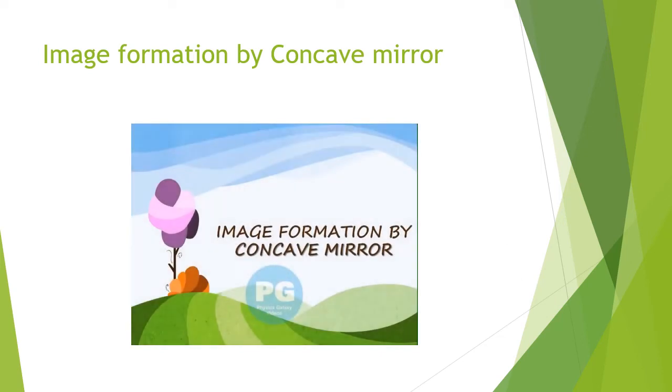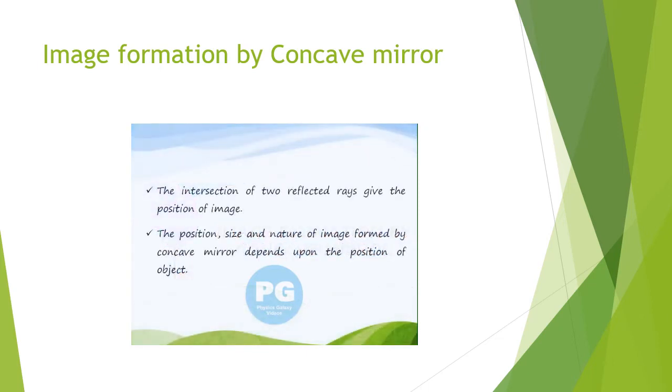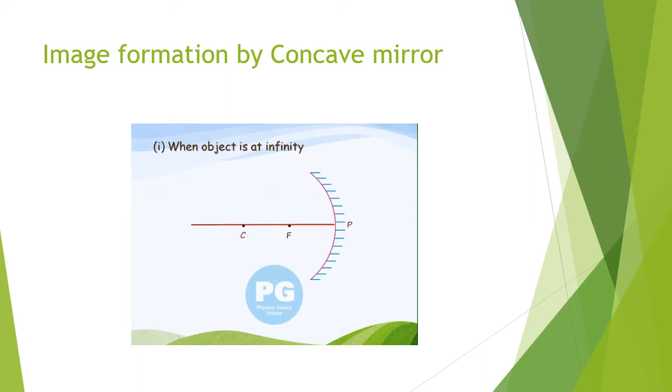The position and nature of the image formed by a concave mirror depends upon the position of the object. There may be 6 positions of the object. So, 2 points to remember. The intersection of 2 reflected rays gives the position of the image. The position, size and nature of the image formed by a concave mirror depends upon the position of the object. First case. When the object is at infinity.